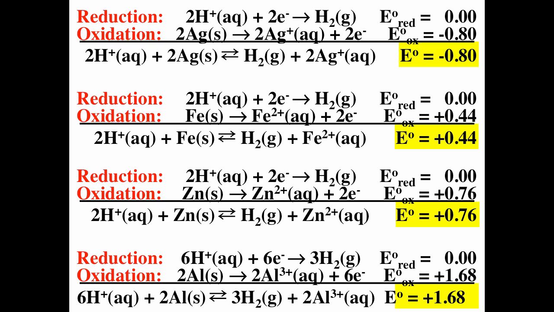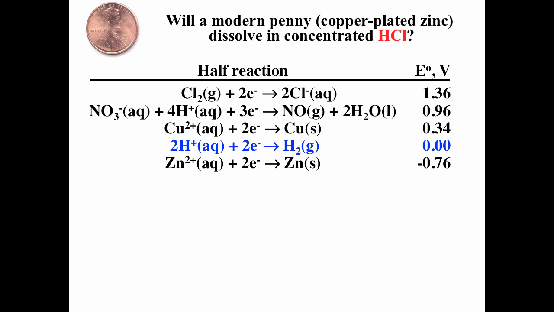And so here we have the potentials for the metals plus hydrogen ions, and we see that silver with the hydrogen ion gives you a negative potential, and so it's a non-spontaneous reaction. So silver doesn't really react readily with acids. The iron, the zinc, and the aluminum all have positive potentials, and so they all react readily with the acid.